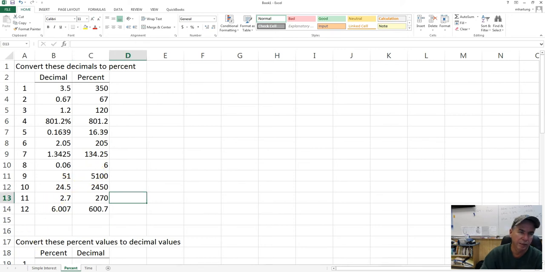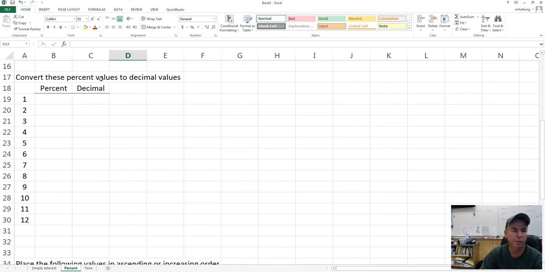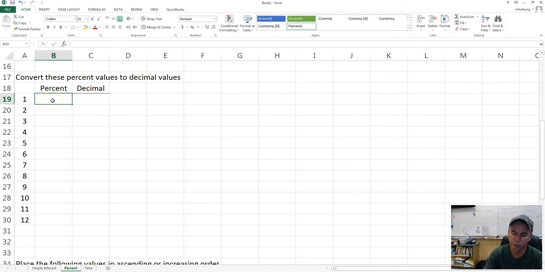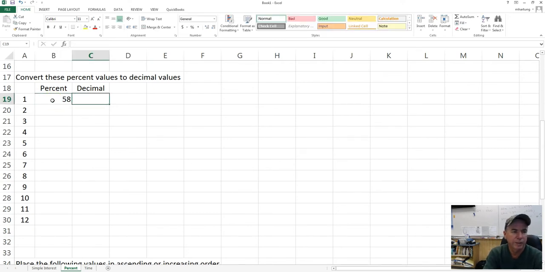So now we can take a look at the opposite. We want to go from percent to decimals. So if we multiplied to go from decimal to percent, the opposite of multiplication is division. And so we will divide by 100. So let's put in some numbers. Let's start with 58. 58% would be what decimal value? What decimal value would that be?